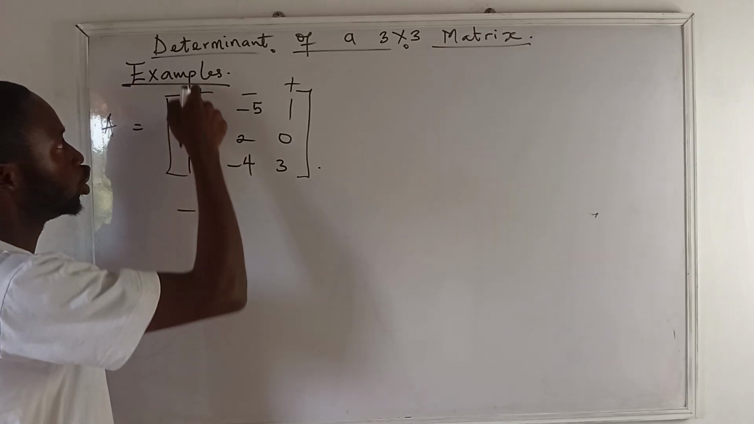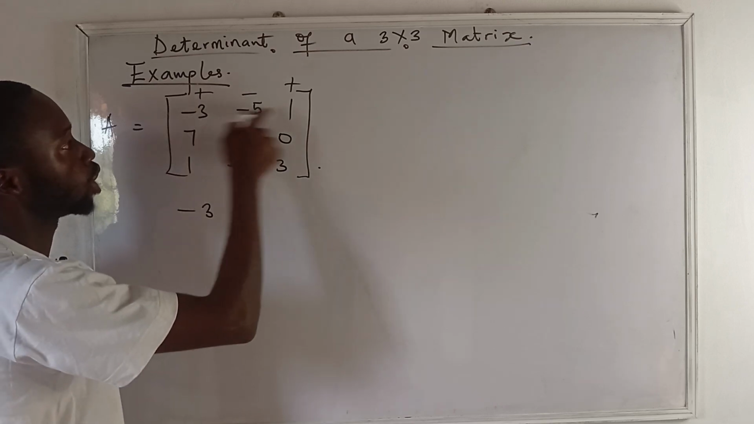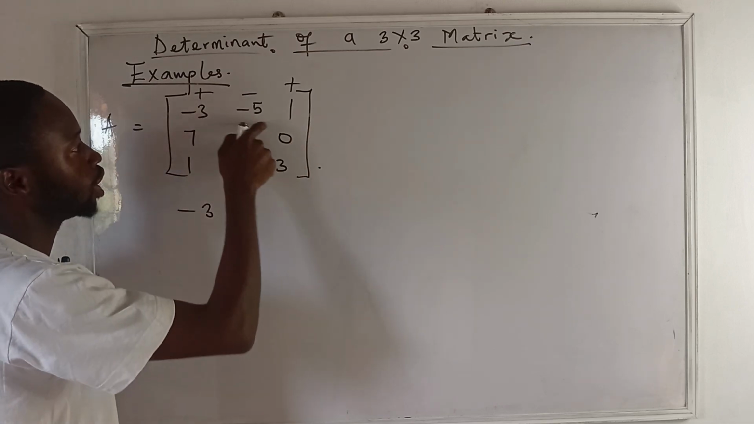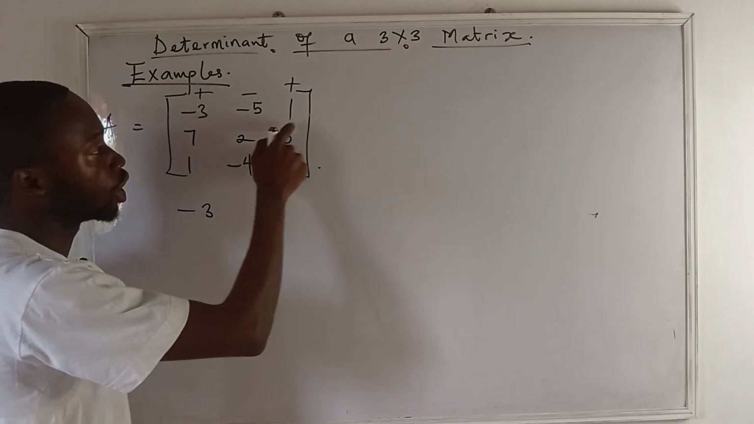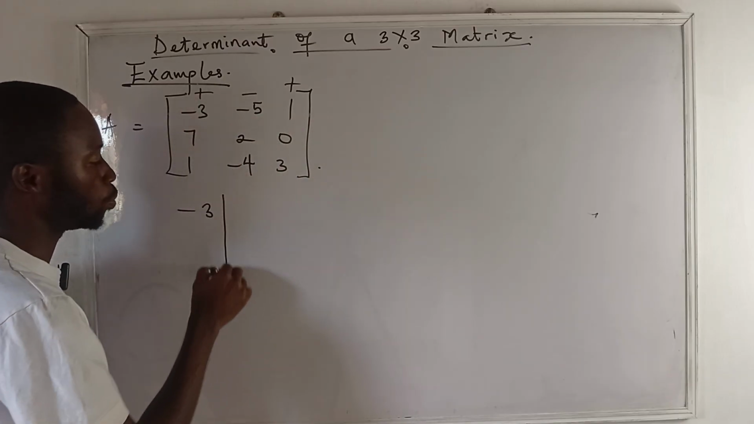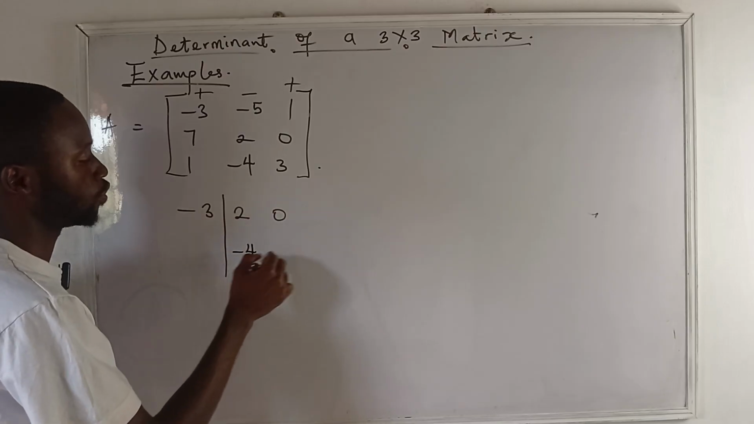Then what you do is you rule out the column of minus 3, then rule out the row of minus 3. So that basically means we are going to have these elements that are left, because if I rule out this column and this row, I would have these elements. So I'll put them in a bracket so that I can find their determinant: 2, 0, minus 4 and 3.